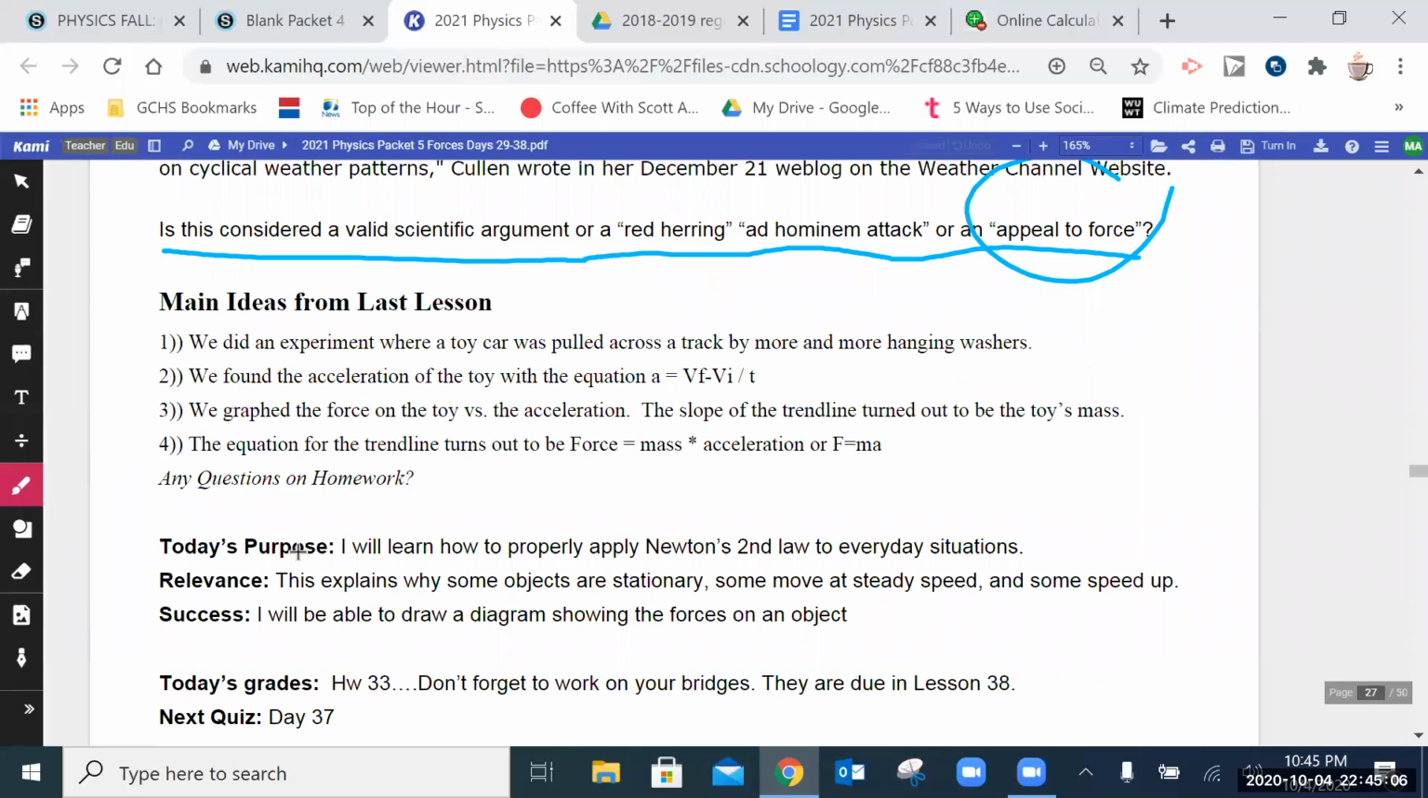Okay, spend a moment reading the main ideas from the last lesson. And then read today's purpose, relevance, success, and the grades in the quiz.